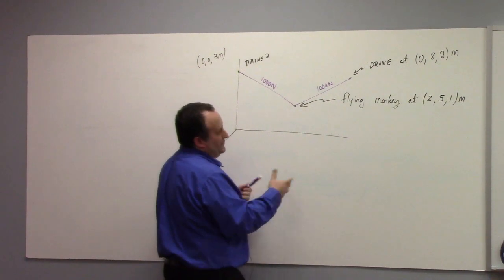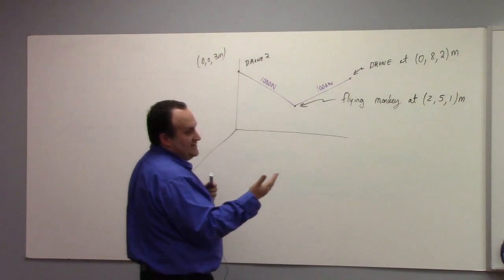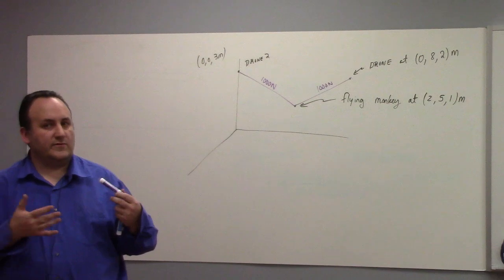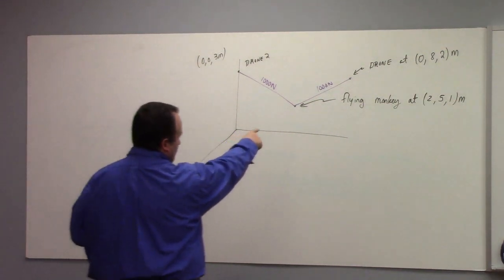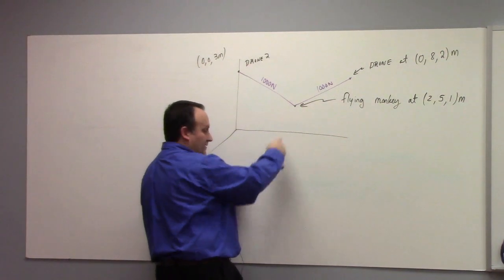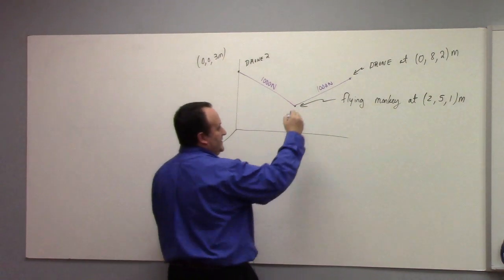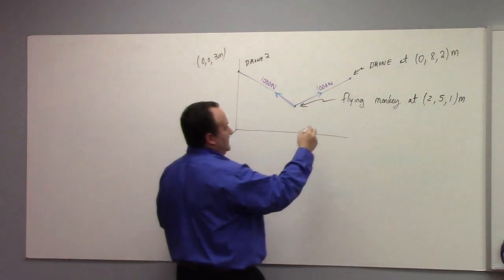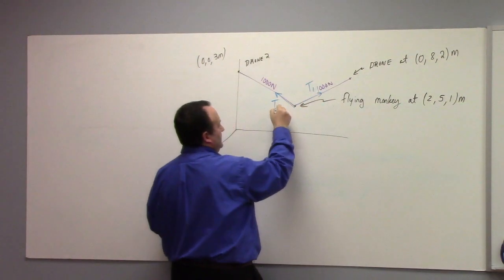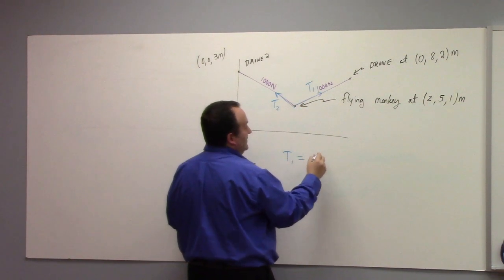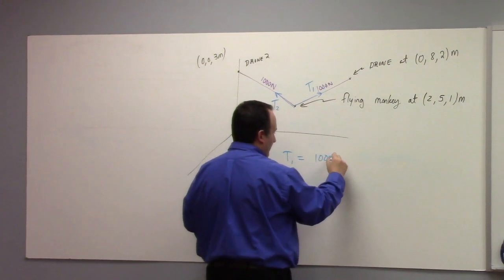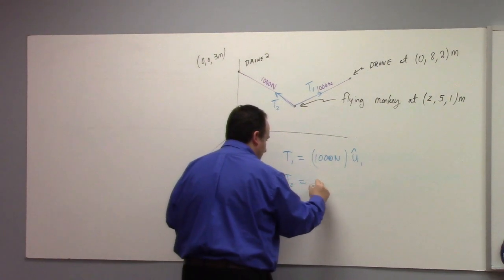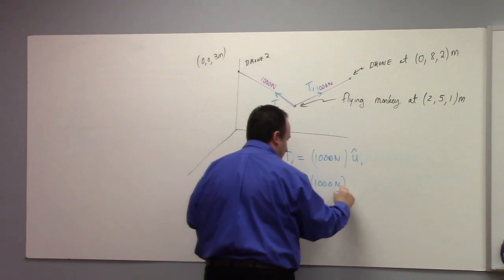So what is this nonsense? Well, what this nonsense is, I'm trying to get you to think three-dimensionally. Where would you have to put another force on this point to make the sum of the forces 0, right? So what are the forces involved? Well, you have this tension like this. You have this tension like that, right? So let me say this is T1, this is T2. What are those tensions? T1 is 1,000 newtons times u1 hat. T2 is 1,000 newtons times u2 hat.